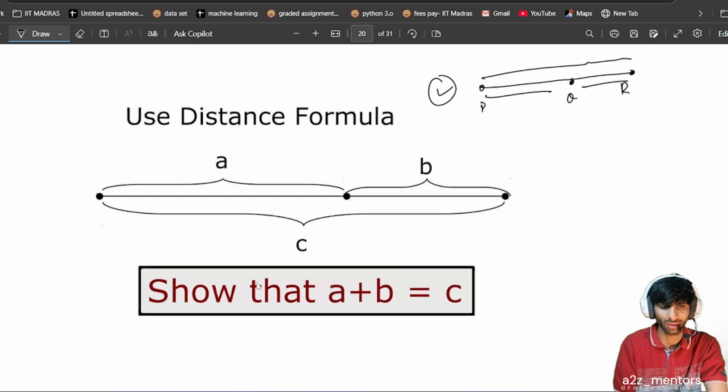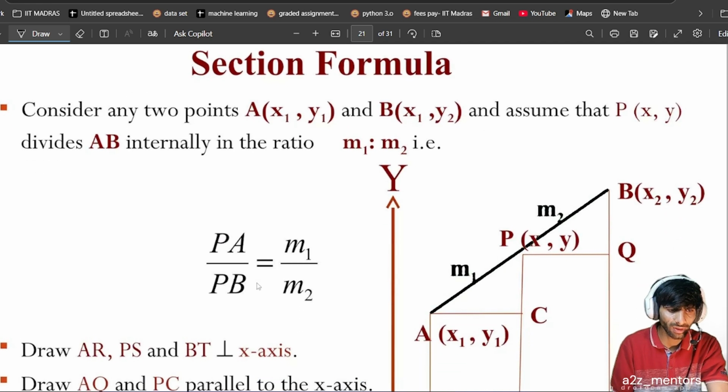Section formula is actually, if you divide a line into two parts but not equal, maybe sometimes equal also, so this is the ratio in which you will divide.